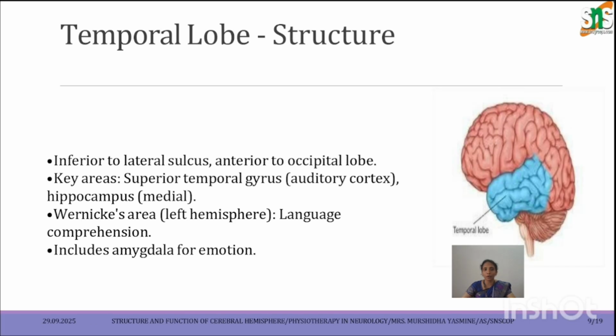Next, coming to the temporal lobe. In this picture, you can clearly see the temporal lobe, which lies inferior to the lateral sulcus and anterior to the occipital lobe. The key areas of this temporal lobe are the superior temporal gyrus, which is the auditory cortex, and the hippocampus, which is present medial to the temporal lobe. An area called Wernicke's area is present in the temporal lobe, which is useful for language comprehension. And it includes the amygdala for emotions. Emotion control is also done by the temporal lobe.